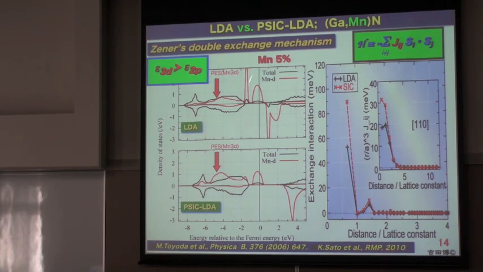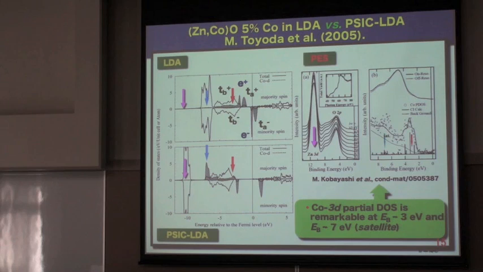Because of that, in the low concentration region, you cannot get a percolation path. Then TC becomes very, very low. We need a very high concentration in order to make a ferromagnetic path in a crystal. So the mechanism is different. And then this is, for example, the case of cobalt-doped zinc oxide.